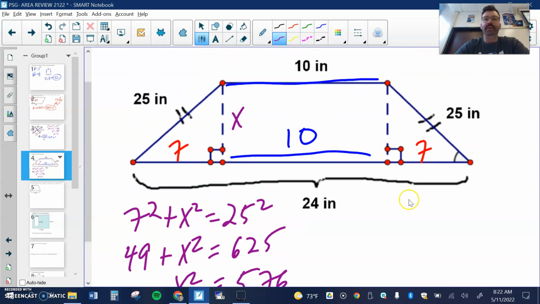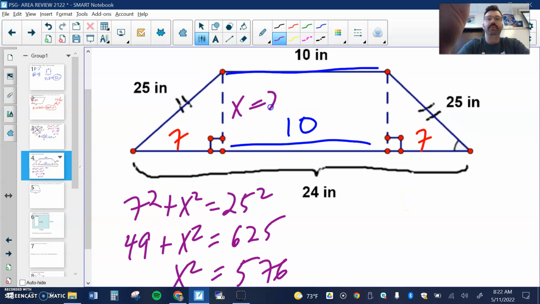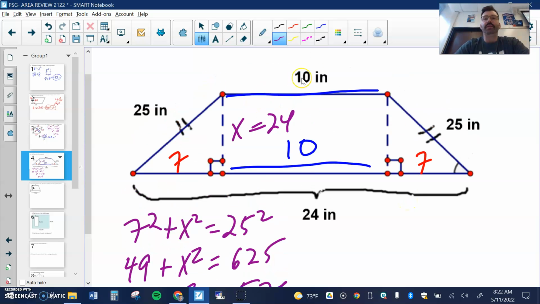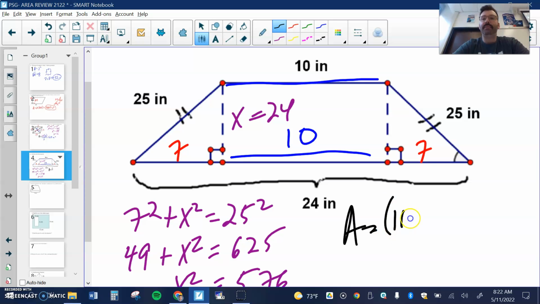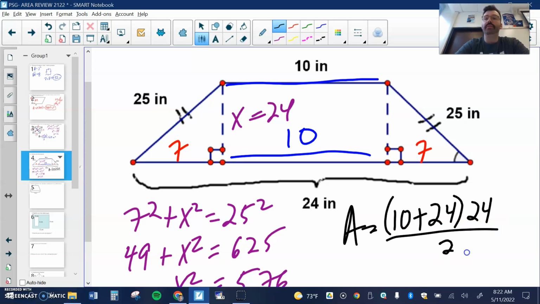So, to find the area of a trapezoid, that makes this 24. Area of the trapezoid is add the bases together, multiply the height, and divide by 2. So my whole base on the top is 10, the entire base on the bottom is 24, and then times the height, which is also 24, all over 2.